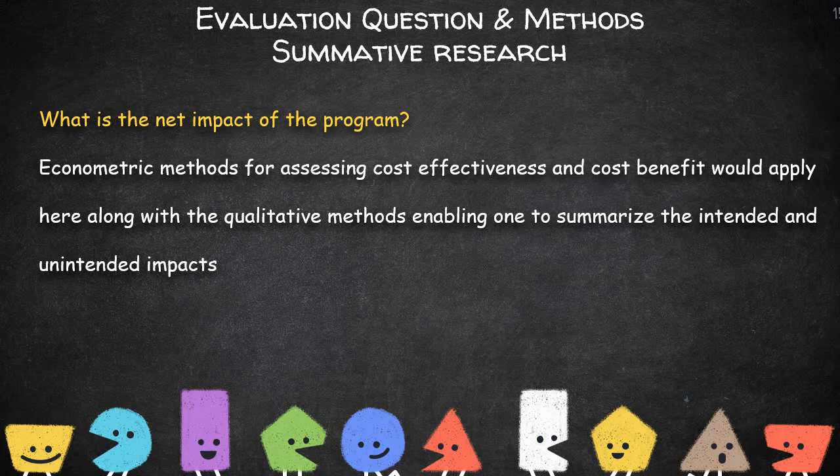The next one, the last but not the least, is what is the net impact of the program. So econometric methods for assessing cost effectiveness, cost benefit analysis would apply here, and you would also apply some qualitative methods to summarize the intended and the unintended impacts of a given program or intervention.